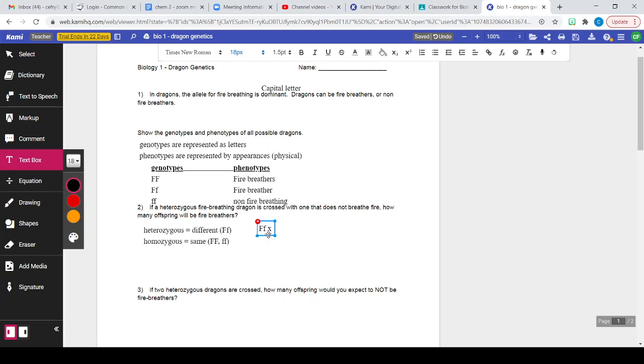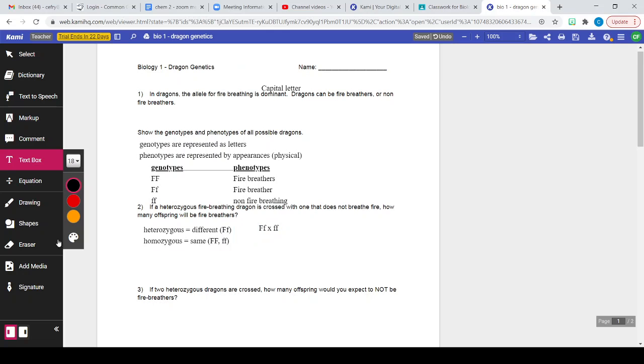And I always do the X, so one parent is a capital F and a lowercase f, and we have two, right? We get one from mom and one from dad. And they're crossed with one that does not breathe fire. Well, look up here at number 1. My non-fire breather is recessive, so it's got to be two lowercase f's. So here are my two parents. I have a parent that is heterozygous, right here. I have a parent that cannot breathe fire, right here.